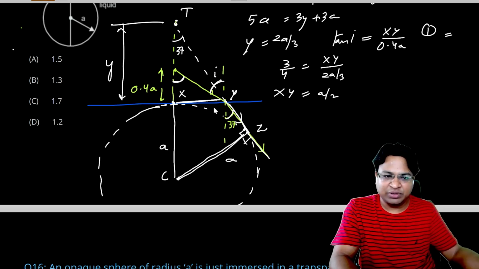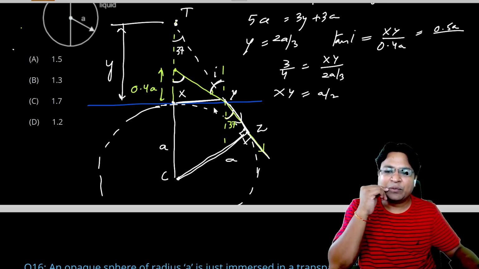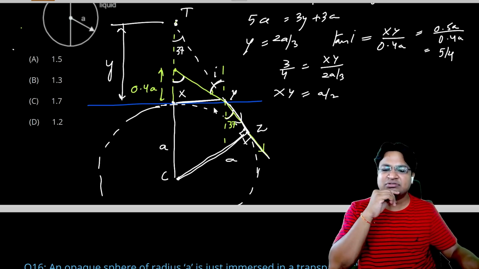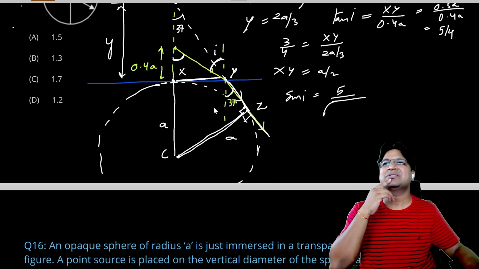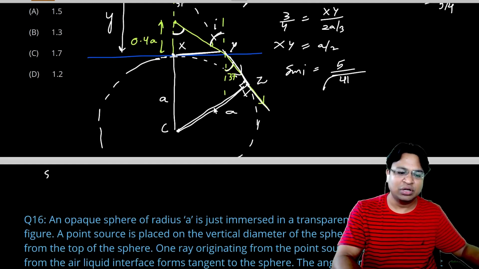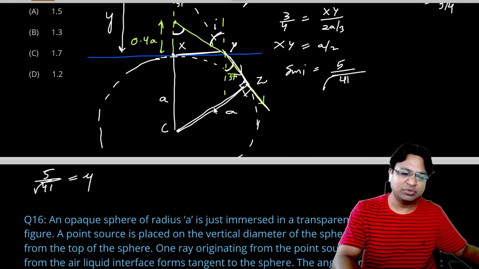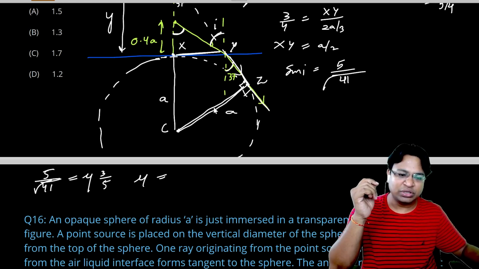Tan I is how much? Let me create some space by erasing equation number one. So tan I is 0.5a divided by 0.4a. So this becomes 5 by 4. So this is tan I. Now if tan I is this much, how much is sin I? Sin I will become 5 divided by root of 25 plus 16, that is root 41. So this is sin I. And now you are in a position to use Snell's law. So 5 upon root 41 equals mu into sin R. R is 37 degrees, so sin R is 3 by 5. So mu is 25 divided by 3 times root 41.